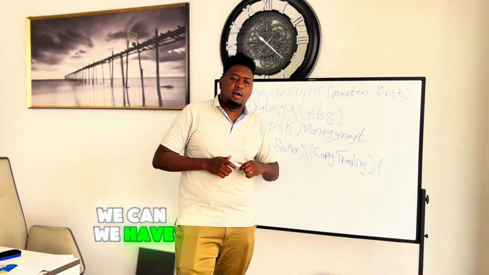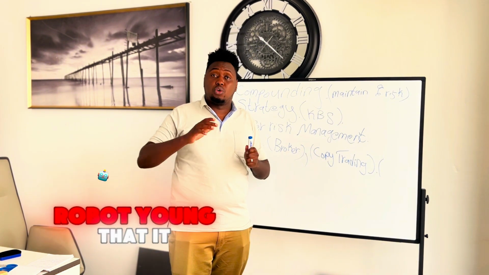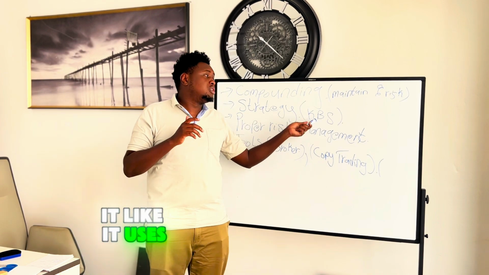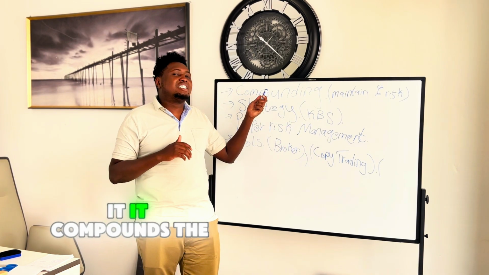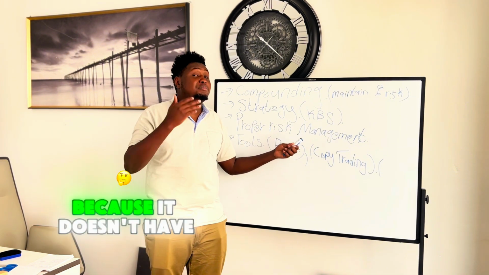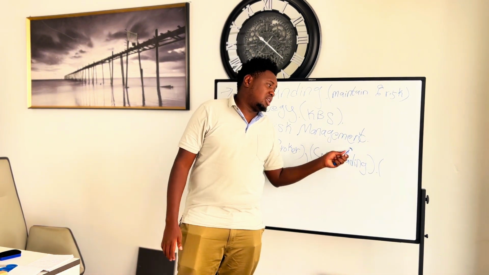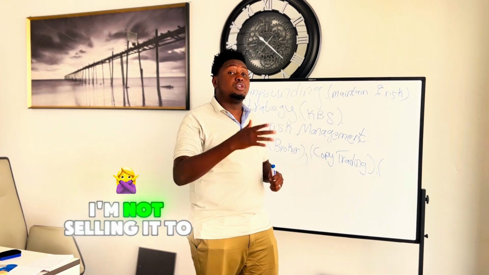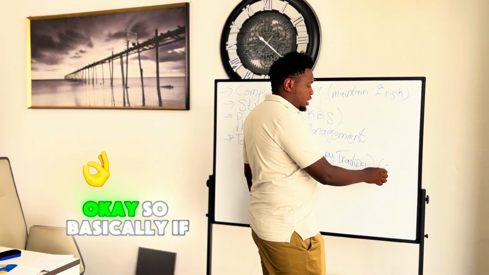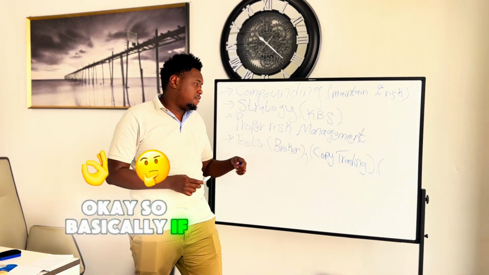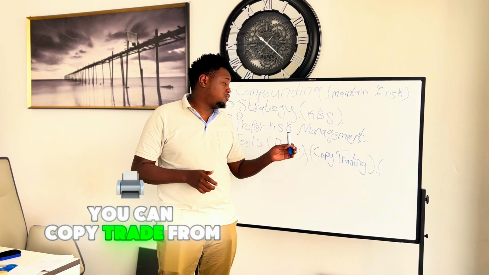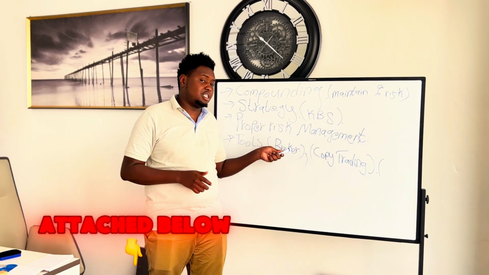Another thing we have is, now that we have understood what we need, you may have heard of this robot. It uses a compounding strategy and compounds the trades. For risk management, obviously it doesn't have proper risk management. But basically there's a robot. I'm not selling it to you, relax. It is doing copy trading. So if you don't have the time and you don't want to pay for copy trading, you can copy trades from that robot in the broker that I've attached below.